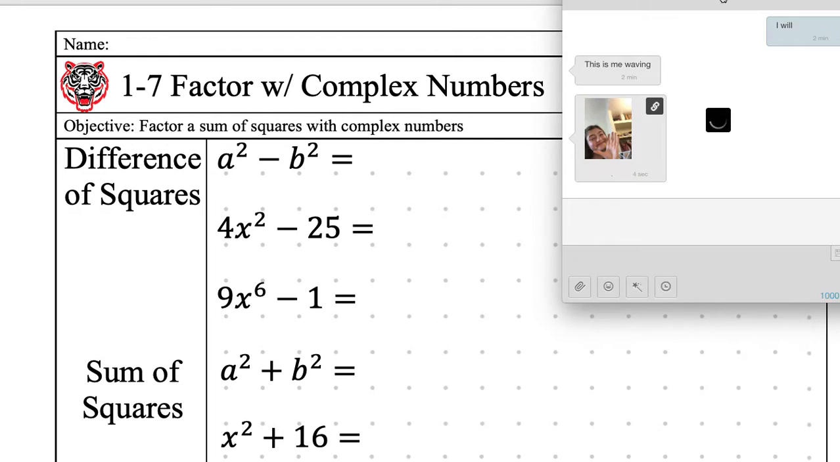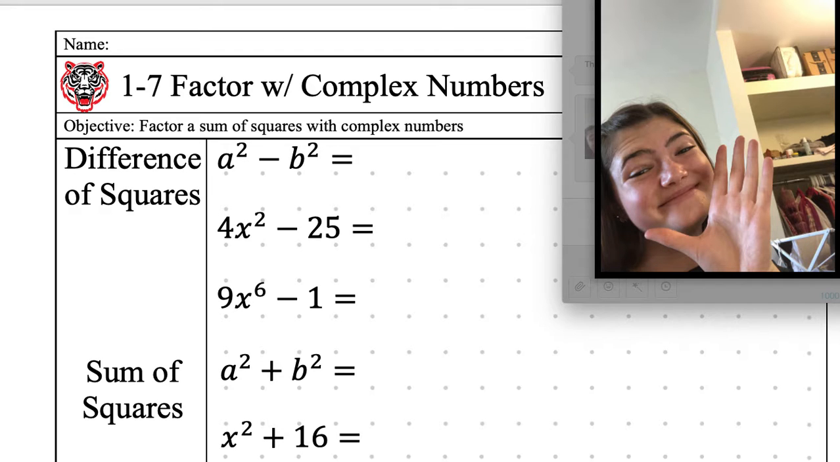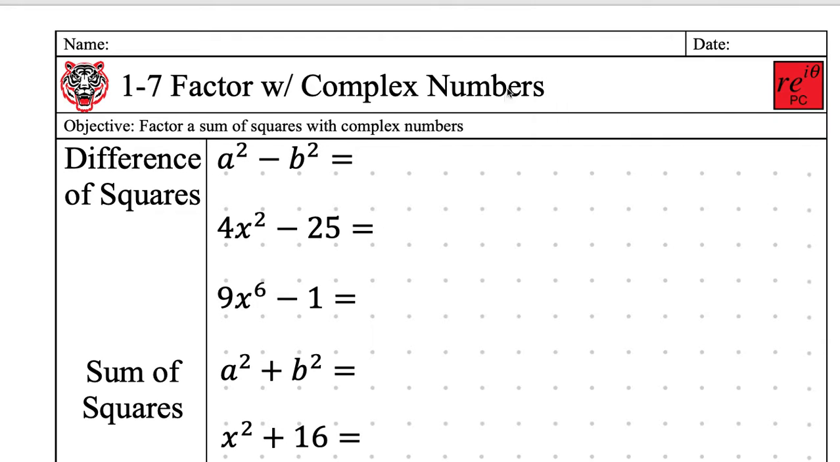Should we look at Kaylin's picture? Can we send her a picture? We can totally take a selfie and send it back to her. Okay. She misses us. We'll do it at the end of the lesson.